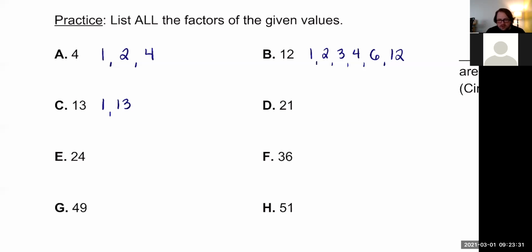Let's go one more, and then I'm going to show you a little trick that I like to use to keep my head on straight when I'm looking for factors. What are some factors of 21?